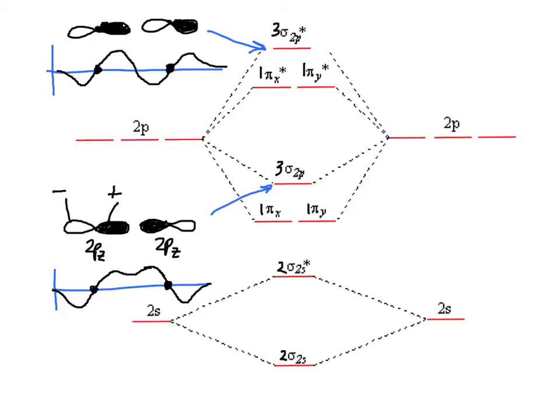Now let's move on to the px and the py atomic orbitals and their combinations to create the pi molecular orbitals. And here is a picturization of the two py atomic orbitals. You have again two of them coming from the two different atoms. They combine together in this manner to create the bonding combination, which we call 1 pi y.